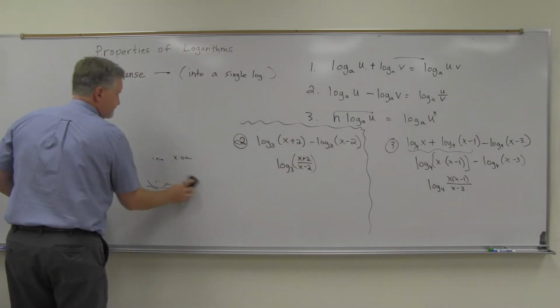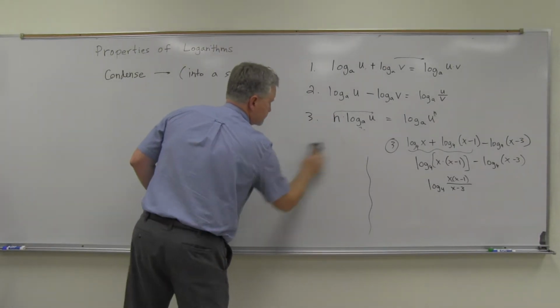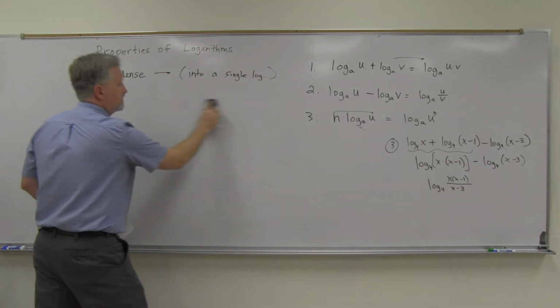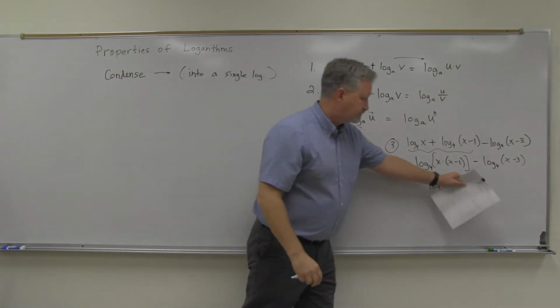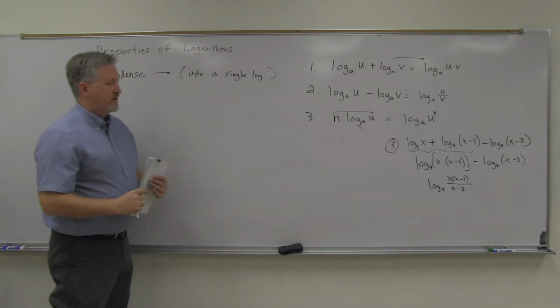A couple more here. Would it have been okay to distribute that x on the top? Could distribute the x there on top, yes. Make it x squared minus x, sure.